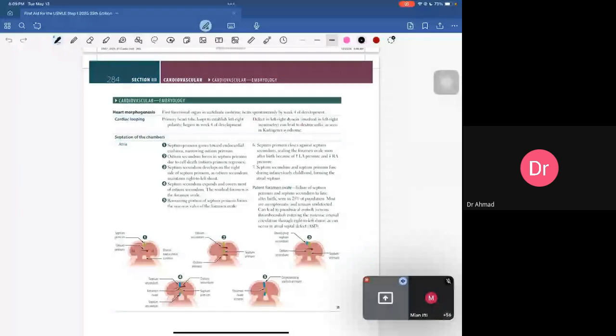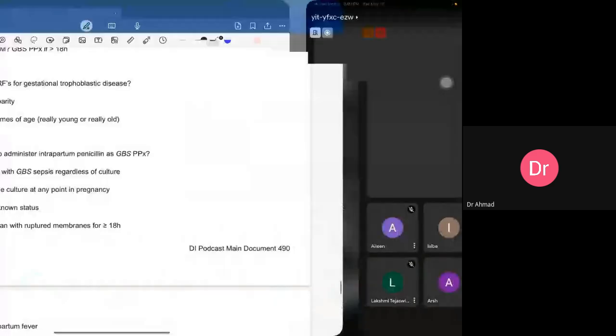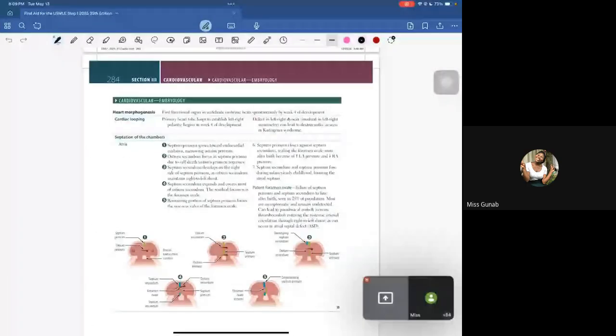Can all of you see my screen? Okay. Yeah, but Right. it's blurry. Is it clear now?